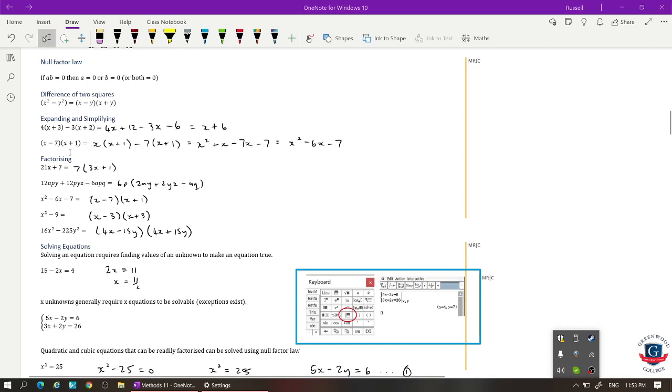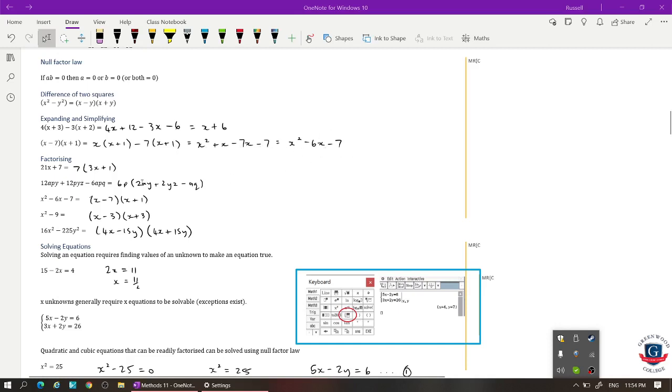Expanding this expression here, (x minus 7) times (x plus 1), there it is there. x times x gives me x squared, x times 1 gives me x, negative 7 times x gives me negative 7x, negative 7 times 1 gives me negative 7. Simplifying this, x squared take 6x, take 7.